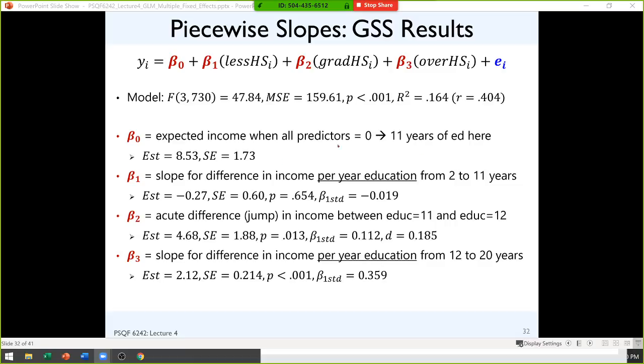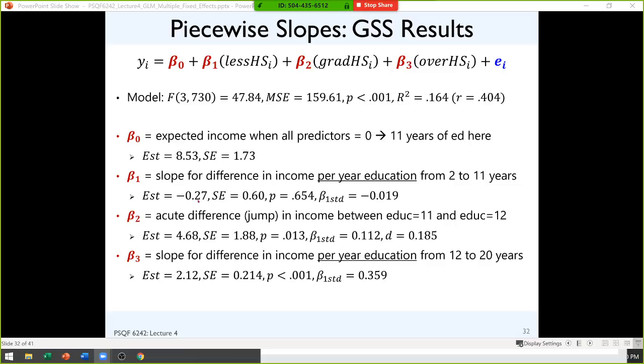So each of these intercepts and slopes has a t-test that goes with it. That t-test tells us whether or not that slope in particular is different than zero, meaning that that contribution to the model is significant. So if we look at the pattern, beta 1 is tracking the effect of education from the minimum number of years up until 11, right?